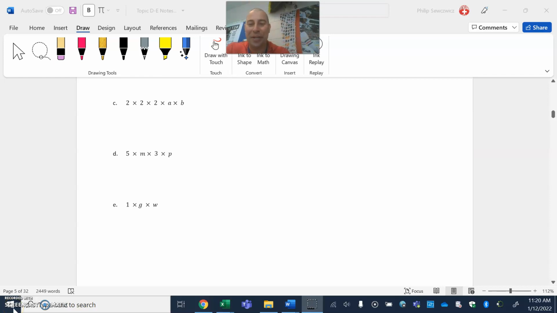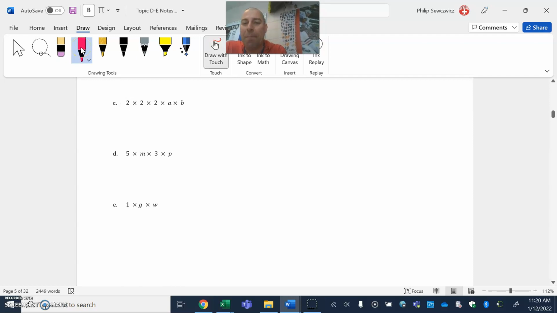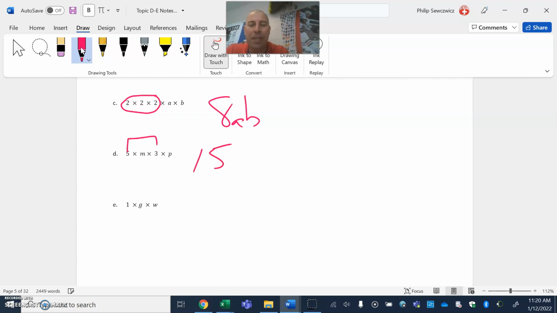So let's continue here. All right, numbers. We can multiply numbers together. So when I multiply my 2's together, 2 times 2 is 4, 4 times 2 is 8. And then I'm multiplying it by a and b. Again, numbers and letters being multiplied together, right up against each other. 8ab. Even if the numbers move around a little bit, that's okay. We can still multiply them together. So 5 times 3 is 15 times m times p. 15mp is what we write out here.